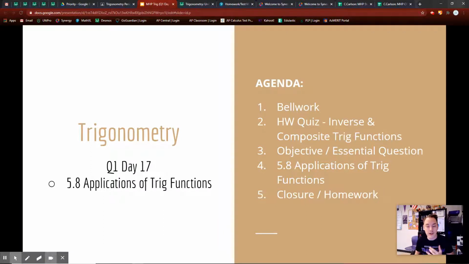Then we're going to go through 5.8. There's about 3 topics that I'm interested in going through in 5.8. A lot of it has to do with frequency and harmonic modeling, and that's really music and stuff. So it's really interesting stuff. And then we are done. The next 2 days will just be for review, so you can spend that time preparing for your first trigonometry test this Friday, Unit 1.